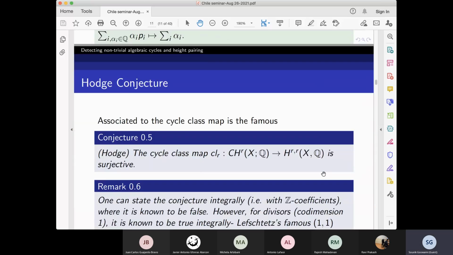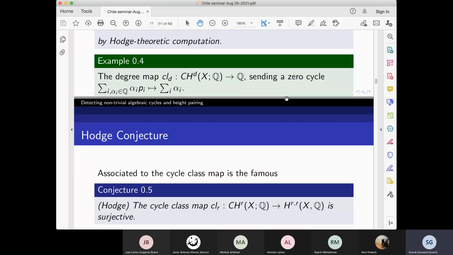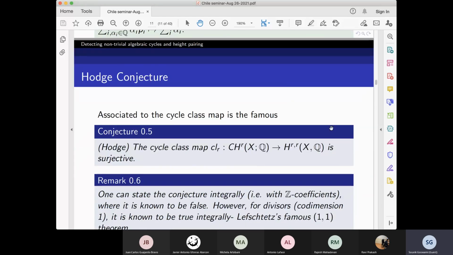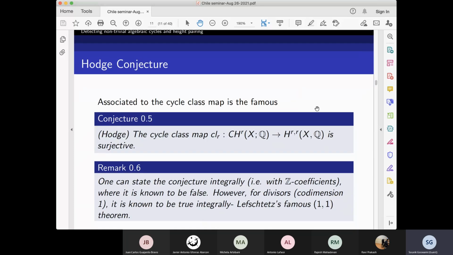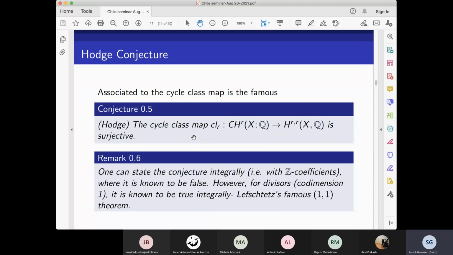Now, one cannot escape any talk which has the cycle class map without mentioning the Hodge conjecture. So associated to this cycle class map, there is this famous Hodge conjecture. It is one of the millennium problems. So you have the cycle class map which lands in this particular group. What the Hodge conjecture claims is that this particular map is surjective.